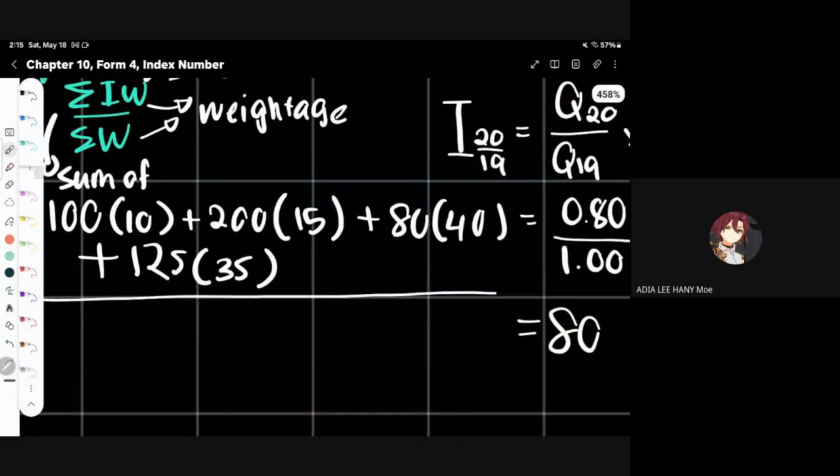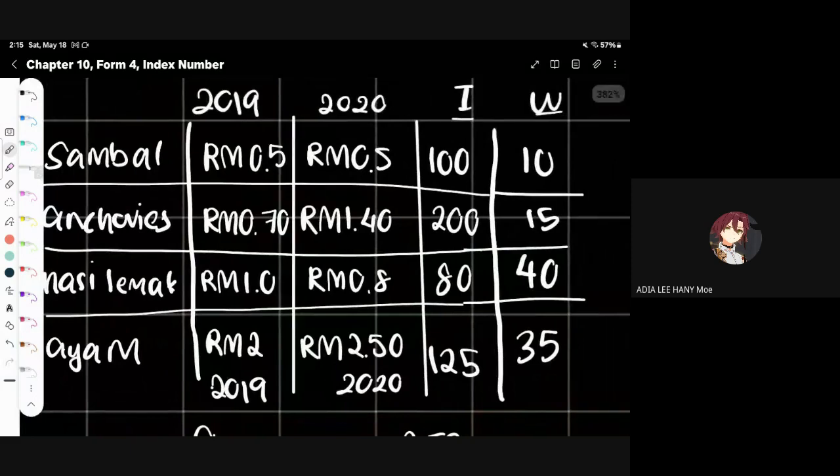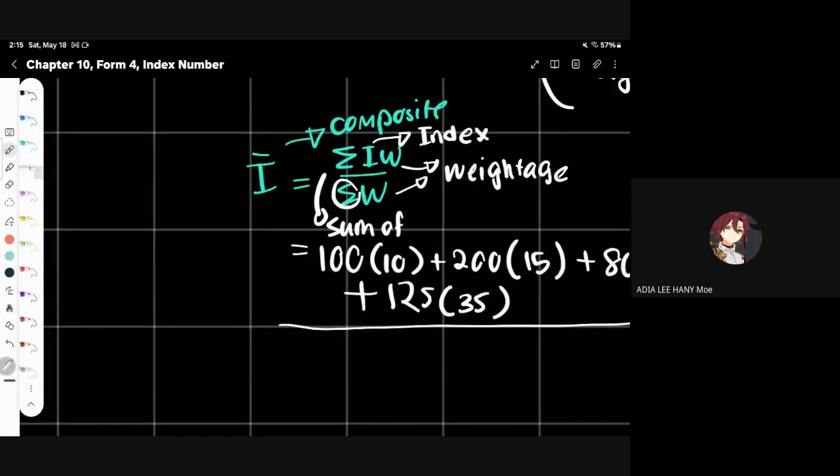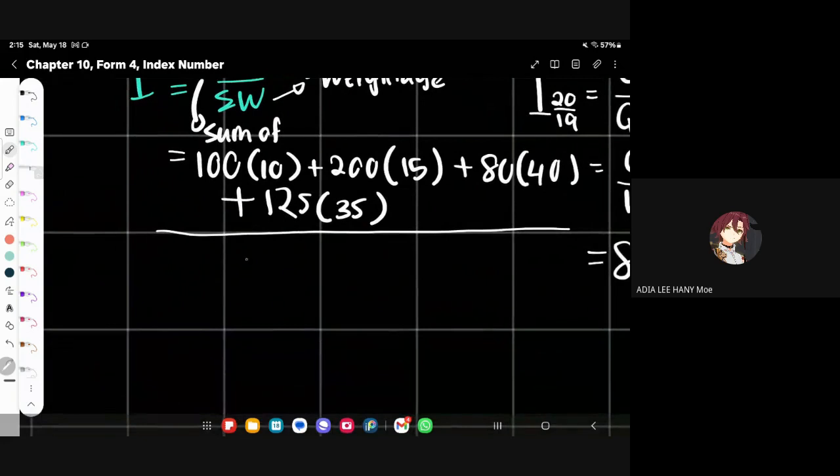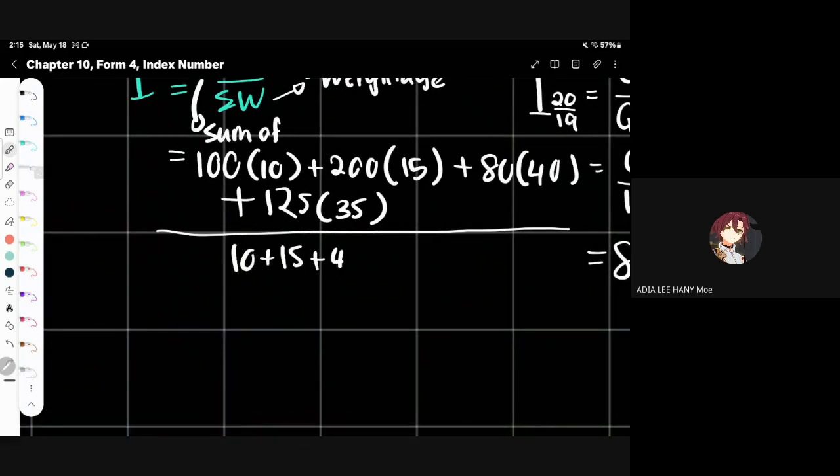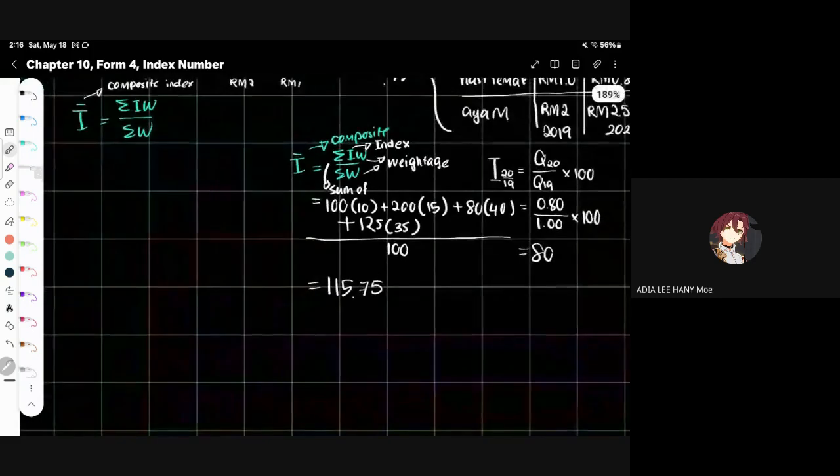the sum of weightage. If we add all of these weightages, it is 100. Remember, this formula means sum of weightage. I am too lazy to write 10 plus 15 plus 40 plus 35, because all of these equal 100. So if you use your calculator, 100 times 10, 200 times 15, 80 times 40, 125 times 35, and then divided by 100, we will get 115.75.